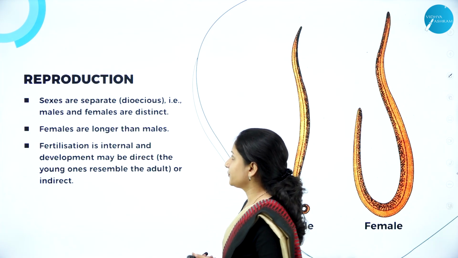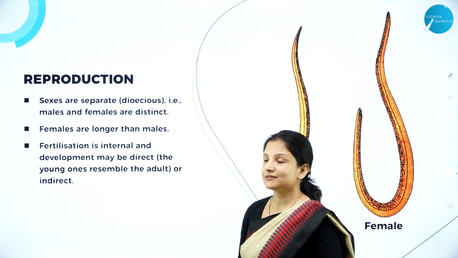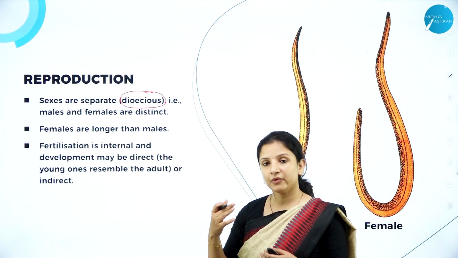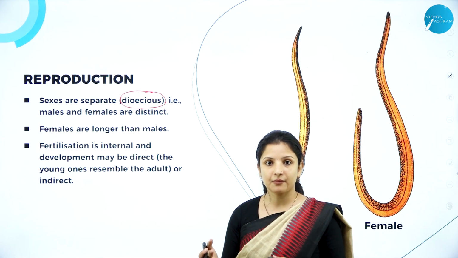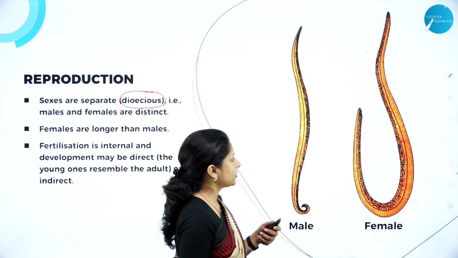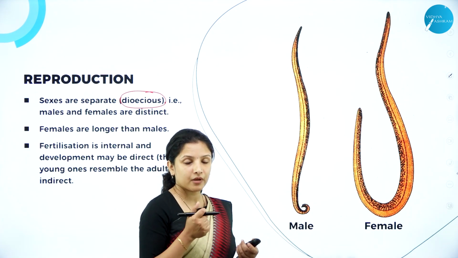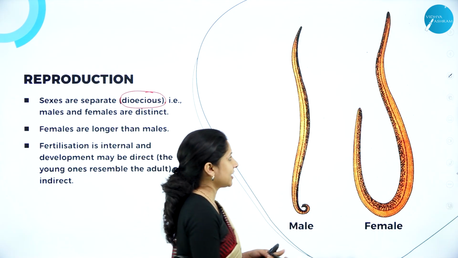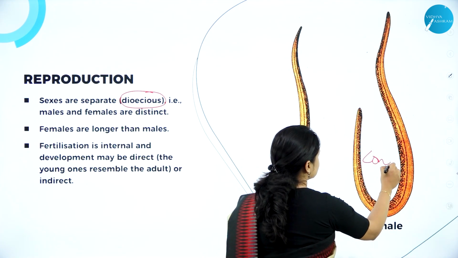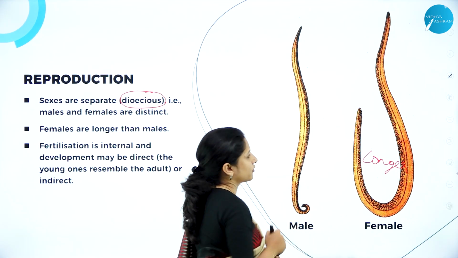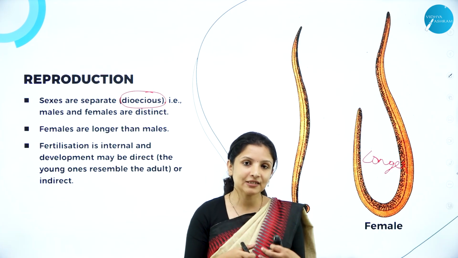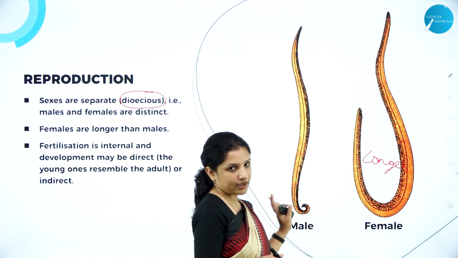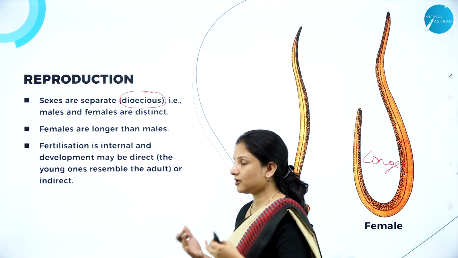Next, talking about reproduction, here the sexes are separate, that is they are dioecious, meaning male and female are separate. There is a male Ascaris, for example, and a female Ascaris. And how can you differentiate between a male and a female? The main thing that is looked into while differentiating a female and a male roundworm is that females are longer. When you see their length, they are longer when compared to the male. So that is one of the easiest characteristics which we can use to identify whether it is a female or a male. That is, females are longer than the males.